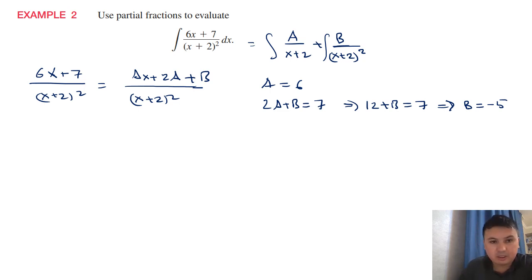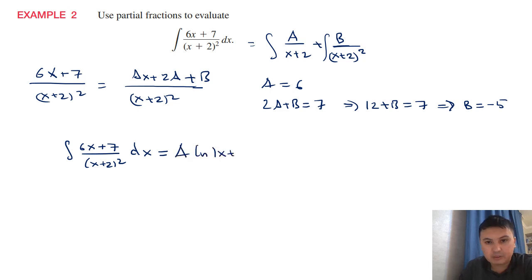Hence, the integral of 6x plus 7 over x plus 2 squared dx is equal to a times ln of x plus 2 plus, how do you integrate b over x plus 2 squared? Well, I could write this term as b times x plus 2 to the minus 2, and if you like you can do u is equal to x plus 2, etc.